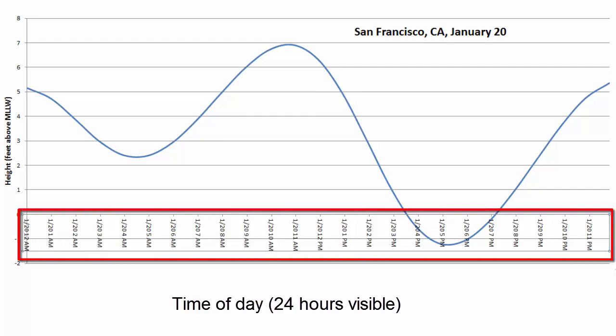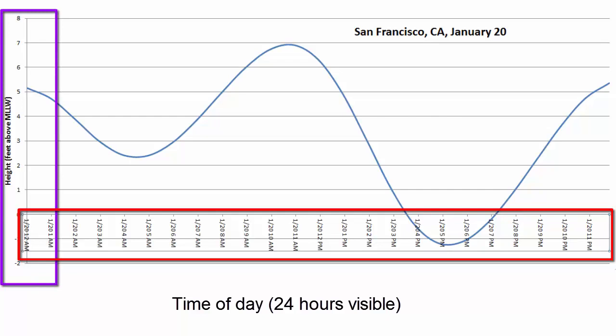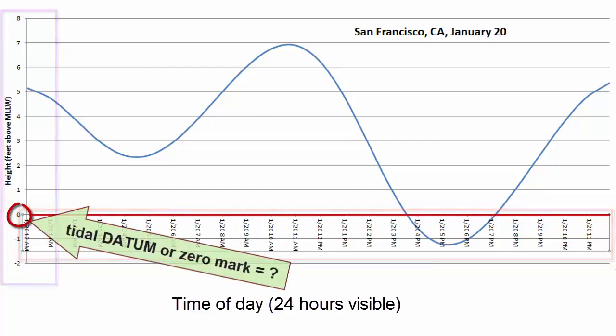In this graph, the x-axis shows time, in this case one day's worth of time, and the y-axis shows height above a zero level. So this image shows how tidal wave height varies over a 24-hour period at a specific beach in San Francisco. Note that the y-axis uses a zero level that is not the equilibrium level of this wave. What is that zero level, otherwise known as tidal datum?